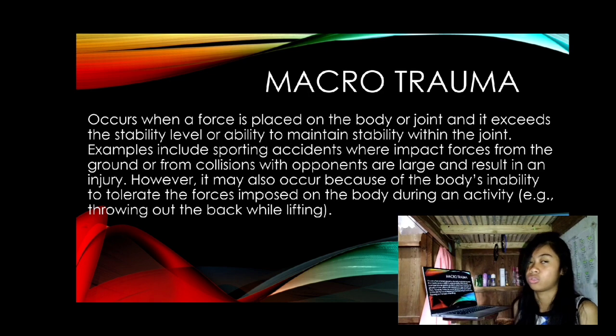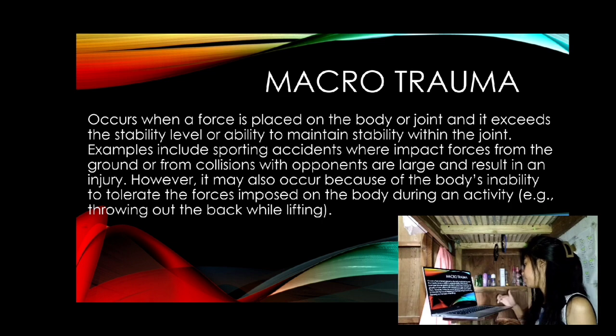Macrotrauma occurs when a force is placed on the body or joint and it exceeds the stability level or ability to maintain stability within the joint. Examples include sporting accidents where impact forces from the ground or collisions with opponents are large and result in an injury. However, it may also occur because of the body's inability to tolerate the forces imposed on it during an activity, for example throwing out the back while lifting.